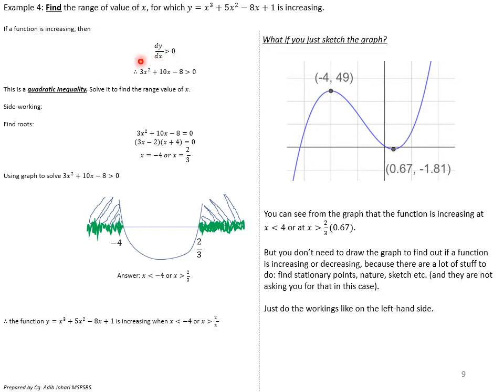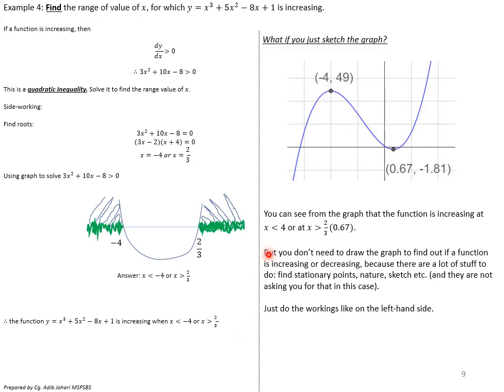So what is this? This is not an equation, this is a quadratic inequality, so you have to solve it appropriately using side workings. Don't solve it like an equation. Okay, so refer to your notes, you get your answer. x is less than -4 or x is greater than 2/3. What this means is the function y is increasing when x is less than -4 or x is greater than 2/3. Now this is not the diagram of f(x), okay? This is our side working to solve quadratic inequalities. Alright, so we're done here, finish.